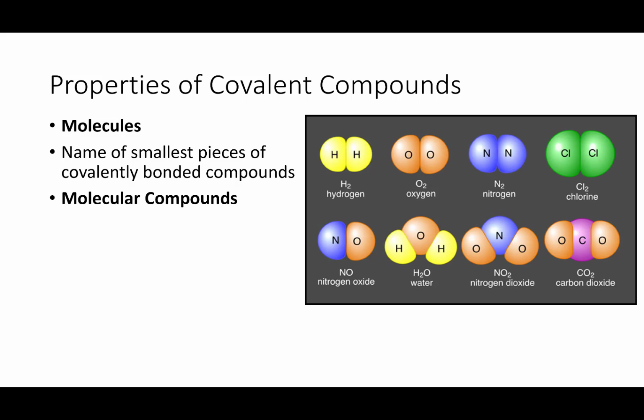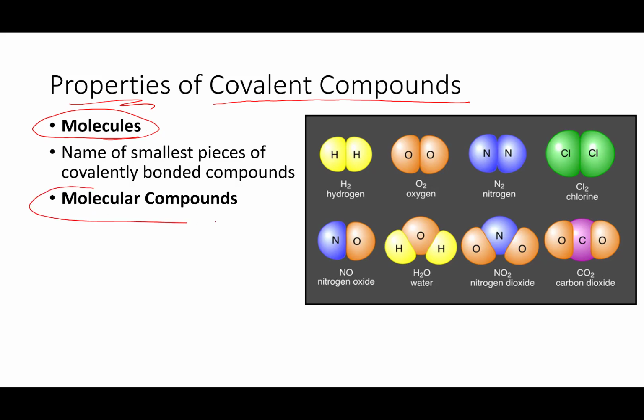Hi, everybody. We've been talking about covalent bonding, and we've been talking about naming these covalent compounds. So let's talk about the properties shared by covalent compounds. First off, if something is covalently bonded, we call those small pieces molecules.